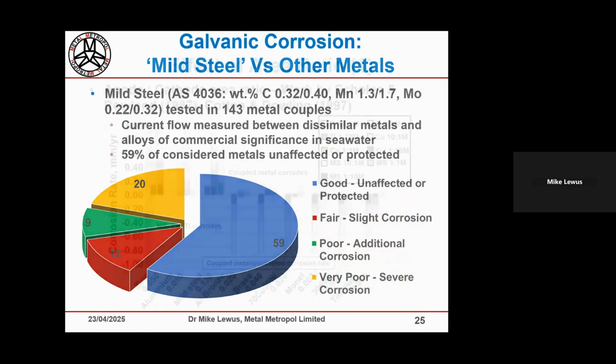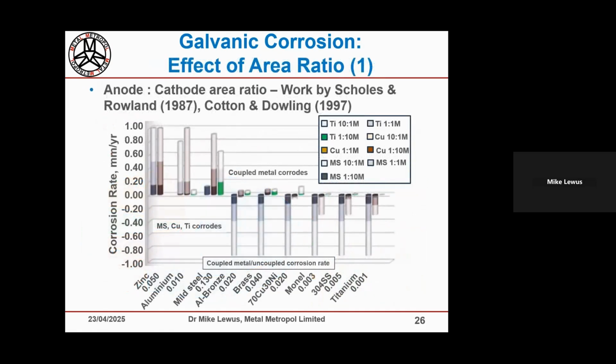So the first thing is there's a lot of metal couples we don't really have to worry about. And it largely comes from that galvanic series, because if metals are closer together in that series, the potential difference between the metals is going to be small, so the corrosion current's going to be small.